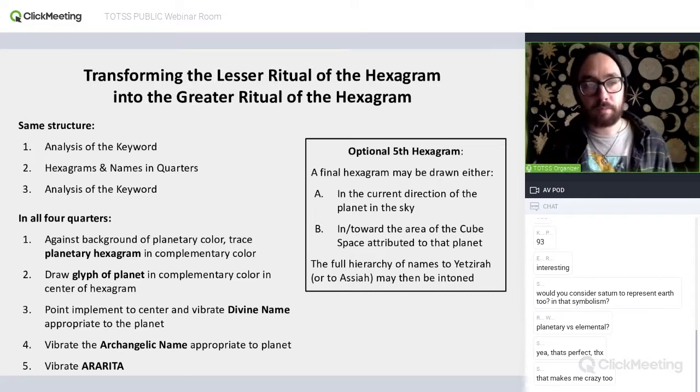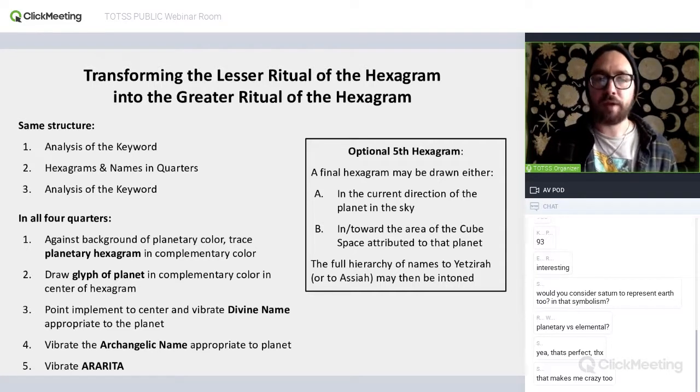So it's really basic, the same structure as the lesser ritual of the hexagram. The only thing that's varying is how you're drawing those hexagrams, how you're visualizing them, and then the names that you're using there. And that's all going to be customized depending on which planet you're working with. So the good news here is that unlike the lesser ritual of the hexagram, with the greater ritual of the hexagram, you're doing exactly the same thing in all four quarters. You're drawing the same hexagram, and you're intoning the same names.